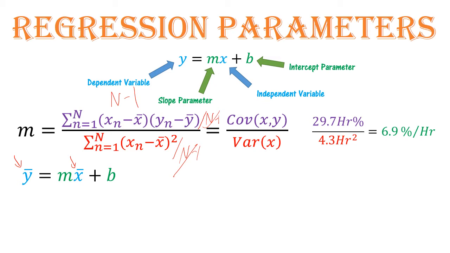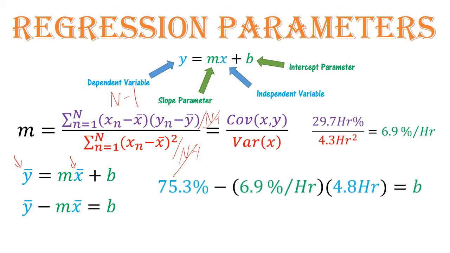And if we rearrange the equation, we can solve for b by taking the mean of y minus m times the mean of x. If we do that for our numbers, we have 75.3%, the average of y, minus 6.9% per hour times 4.8 hours, the average of x, and that's going to equal b. So that gives us an intercept for this regression line, our model, of b equals 42.2%. That's the place where the regression line intercepts the y-axis.